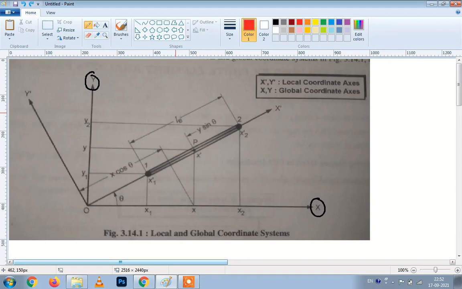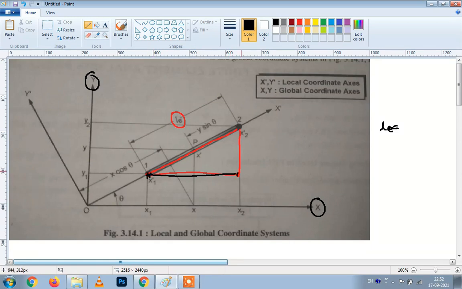Now if we want to find the length of the element LE, I will write here: the length of element LE is equal to, now if we consider this triangle, I am making a triangle here. One side of this triangle is LE, which is nothing but the length of the truss element, and for the other two sides I want their dimensions. So we want this particular distance.